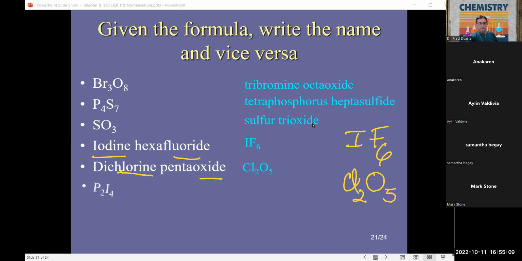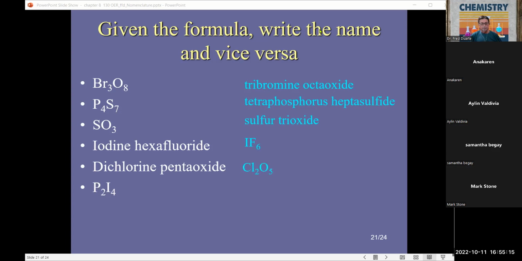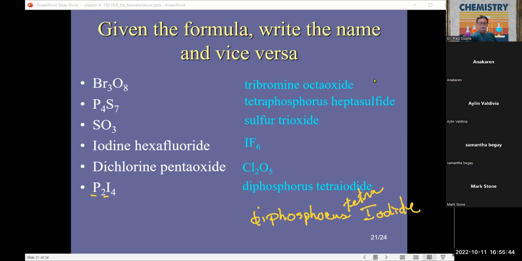Okay. And then here we're given the formula. I want to get to the name. So base name, phosphorus first, and then followed by iodide. Okay, now we do the prefixes. We got di for 2 phosphorus and tetra for the iodide. Okay, so its name would be diphosphorus tetraiodide. Some of these could be a little bit of a tongue twister.